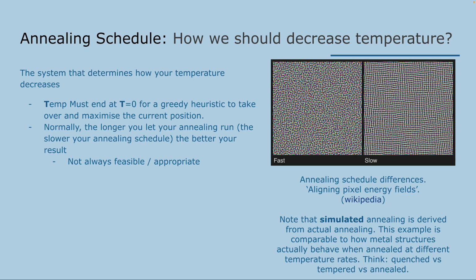And as you can see on the right there, we've got two examples of a fast and a slow annealing schedule. This is just an example from Wikipedia where the goal of the optimization software was to align pixels with a similar energy field. So you can just think of it as a metal lattice cooling down. When it's done fast, the result isn't really good. And when you do it slower, the result works better, but it does consume more resources.